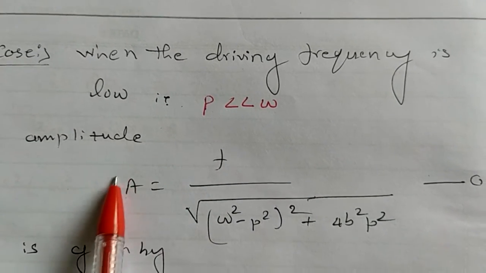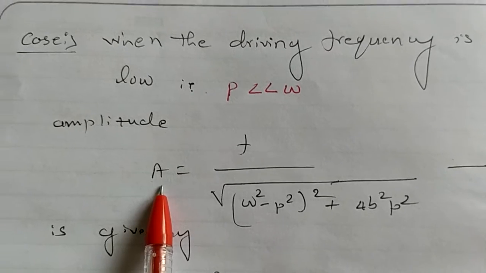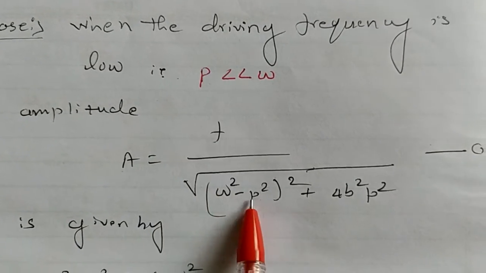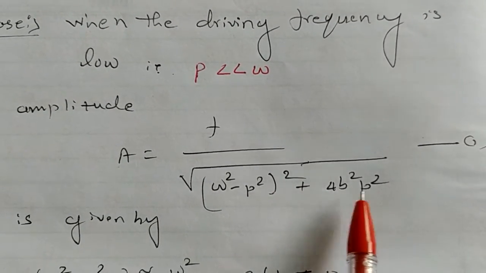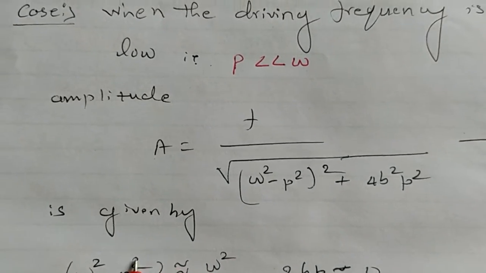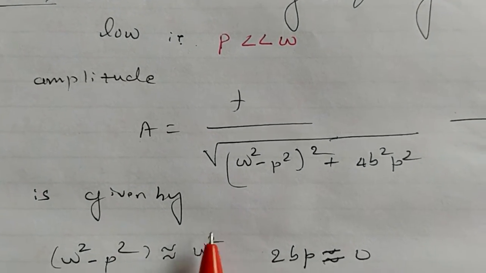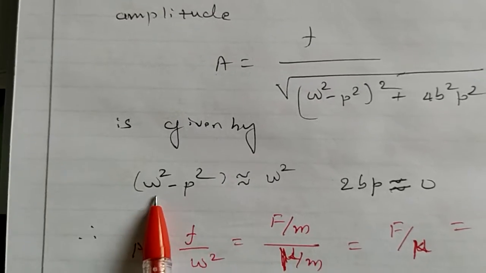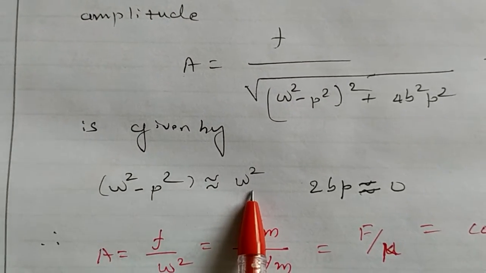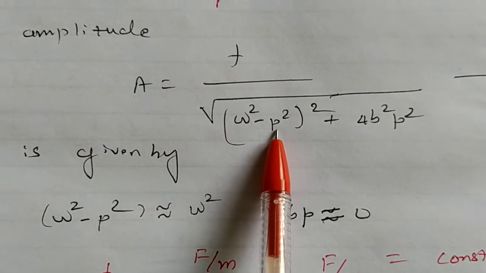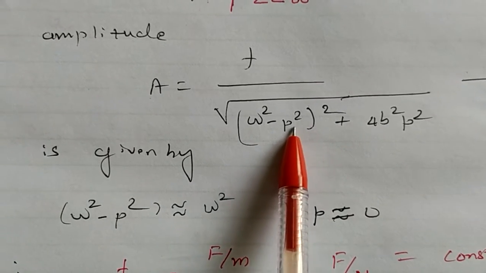Again consider the same equation: amplitude A is equal to F divided by square root of (omega square minus p square) whole square plus 4b square p square. Let us modify this equation now. In this case, since p is very much less than omega, omega square minus p square can be taken as omega square, since p can be neglected.